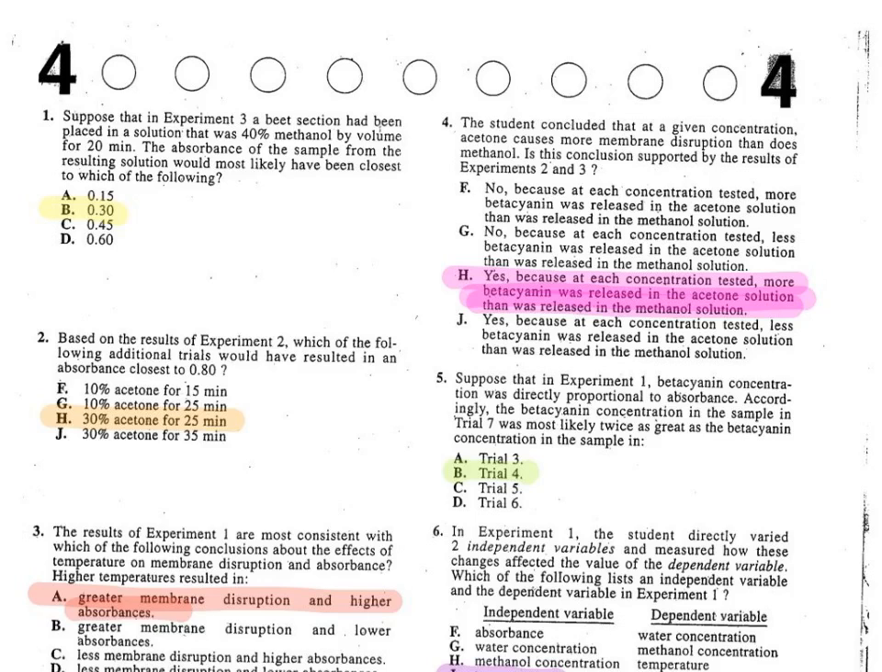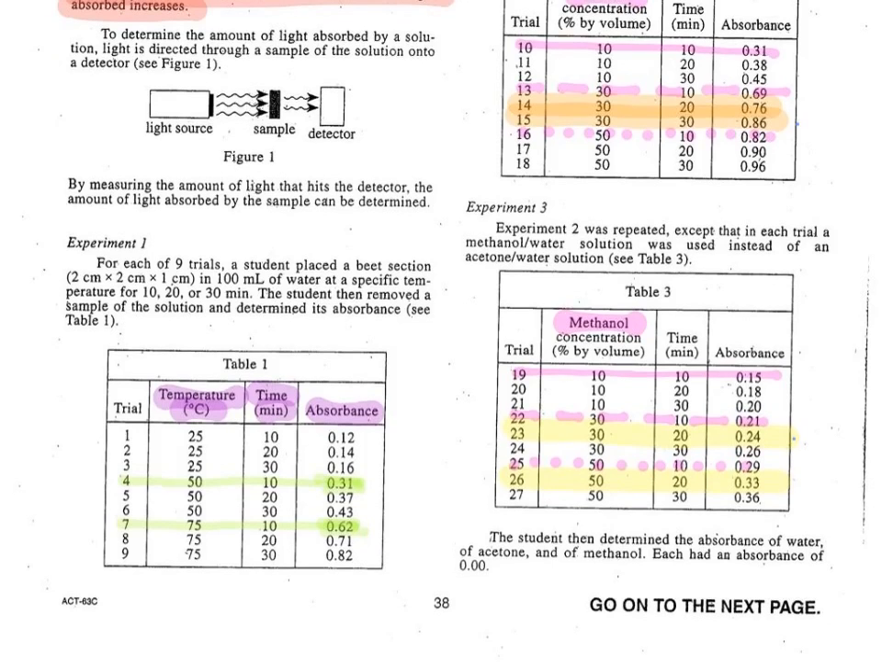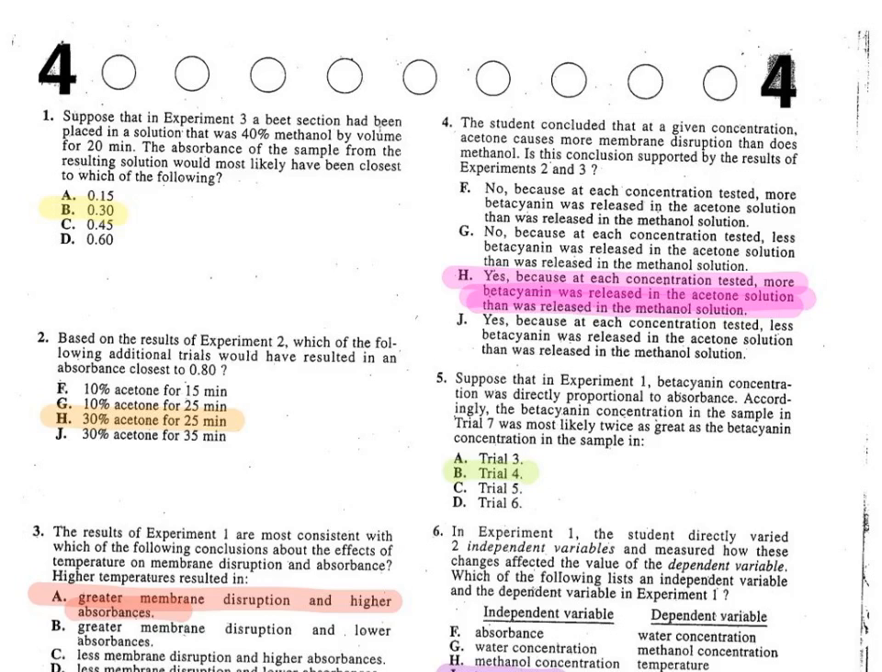Question 5 is asking about experiment 1. The beta-cyanine concentration was directly proportional to the absorbance, which means if one value doubles, then the other value should double. This is asking us now, trial 7 was most likely twice as great as the concentration in which sample. We go back to experiment 1, and I see trial 7 has an absorbance of 0.62. That's exactly 2 times the absorbance for trial number 4, which only had 0.31. Therefore, I'm going to choose answer B, trial 4.